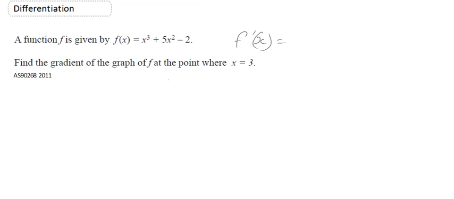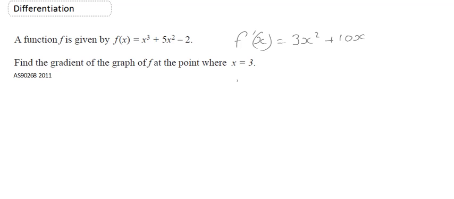So, first off, I'm going to differentiate. So I remember that differentiation is multiply by the power, subtract 1 from the power. So if I've got x cubed, I'm going to get 3x squared plus 10x. Done.